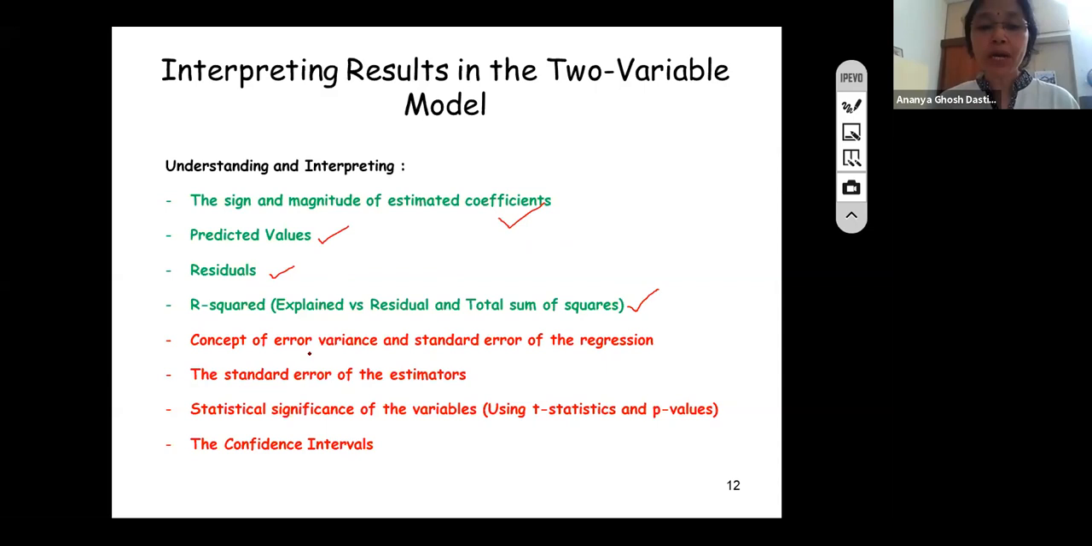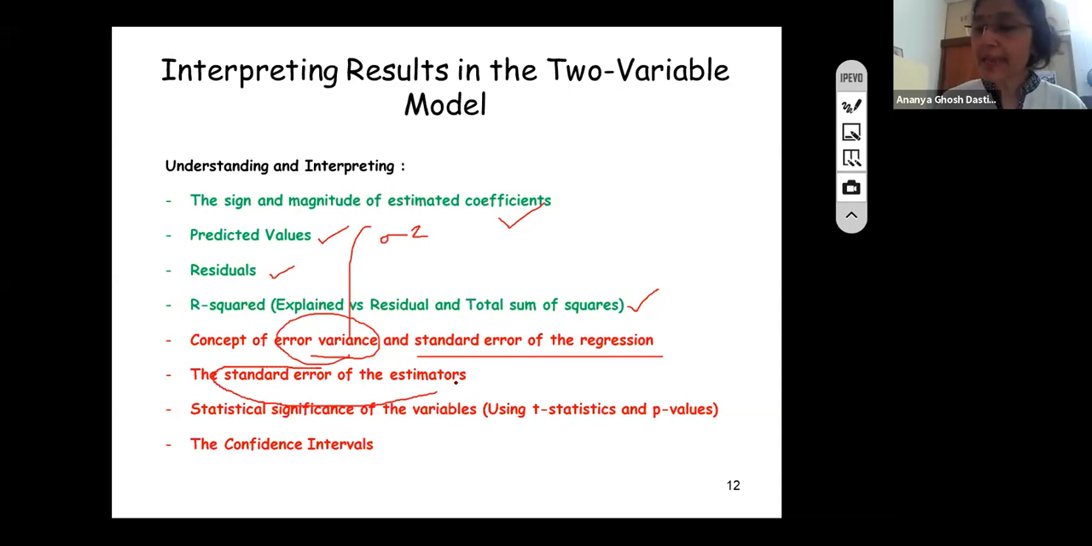We talked about the error variance or sigma square, and the related concept of the standard error of the regression, which is sigma hat. And linked to that, we talked about the standard error of the estimators, which are the square root of var alpha hat and var beta hat. And we also talked about the statistical significance of the variables. This was the very last thing that I discussed.